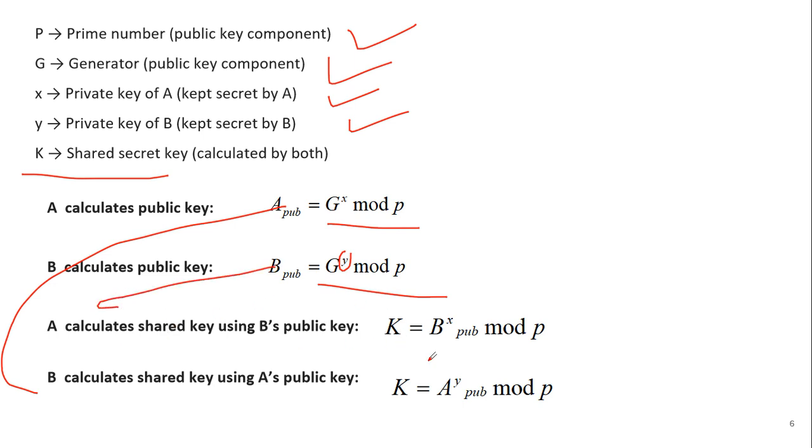Now A calculates B public raised to X mod P, and B calculates A public raised to Y mod P. So here you can observe that whenever A and B are calculating the keys at their sides, they are always using the exponent as their private keys, which are not shared. In this way, the K gets generated the same on both sides, and after that they can start the symmetric communication over the insecure channel.